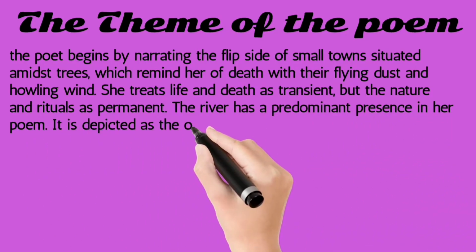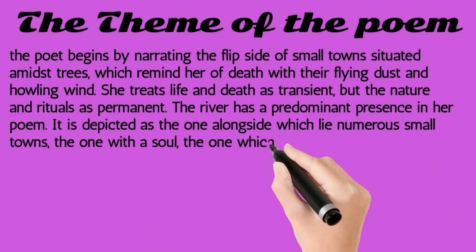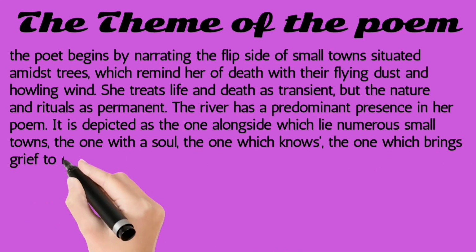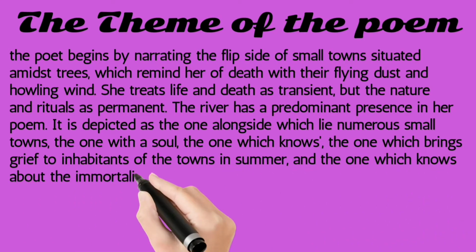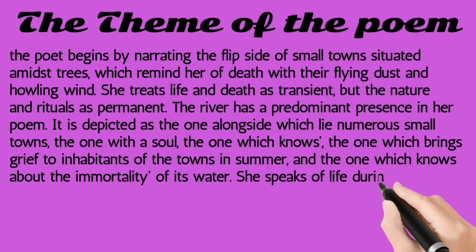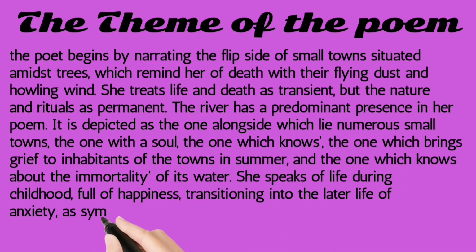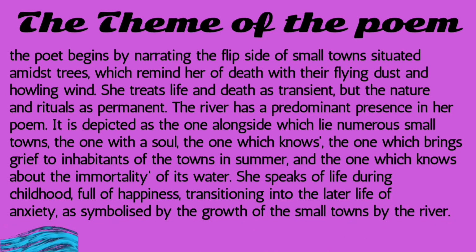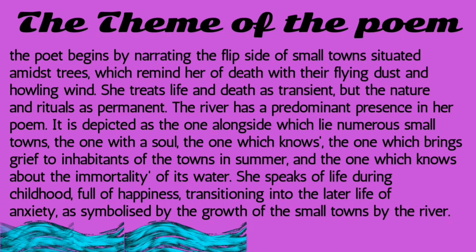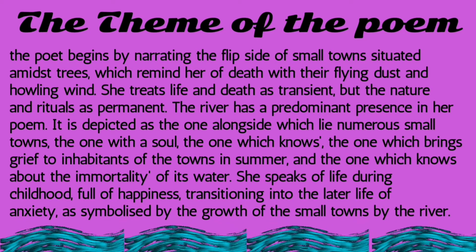The river has a predominant presence in her poem. It is depicted as the one alongside which lie numerous small towns, the one with a soul, the one which knows, the one which brings grief to inhabitants of the towns in summer, and the one which knows about the immortality of its water. She speaks of life during childhood, full of happiness, transitioning into the later life of anxiety, as symbolized by the growth of the small towns by the river.